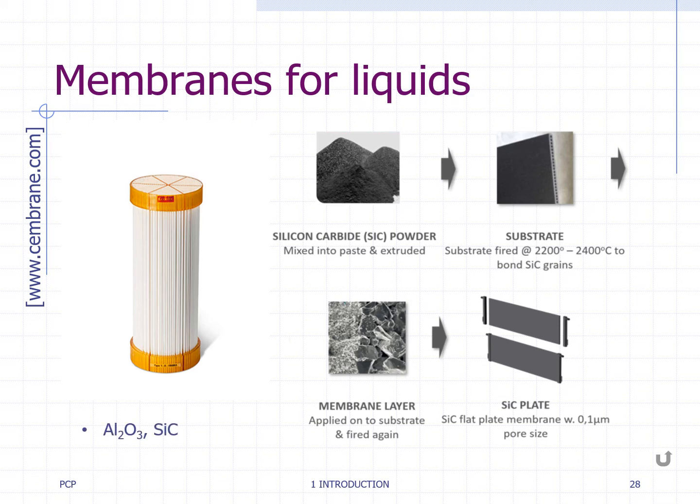Alumina hollow fiber and silicon carbide flat membranes are used for water and wastewater treatment. They have high chemical resistance in extreme pH ranges and oxidant environments, besides high flux rate.